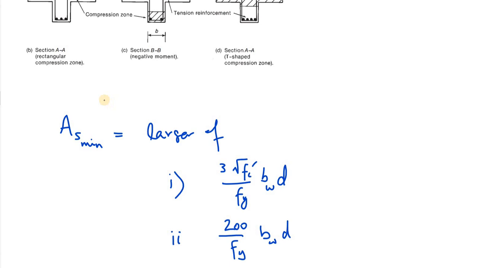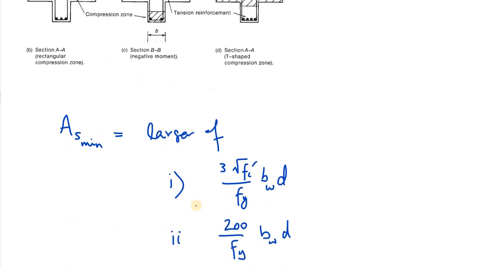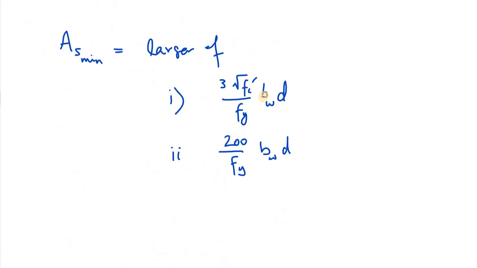And then lastly, we are discussing As minimum in flange sections. We are familiar with these equations. We have discussed them for other cases. The primary question that arises in flange sections is whether we should use bf or bw over here. We use bw in all cases except one case. I'll be discussing that one case, the only case in which we will not be using this bw.